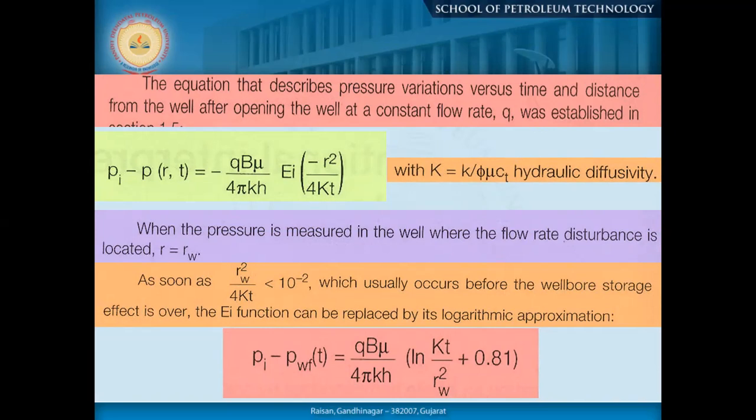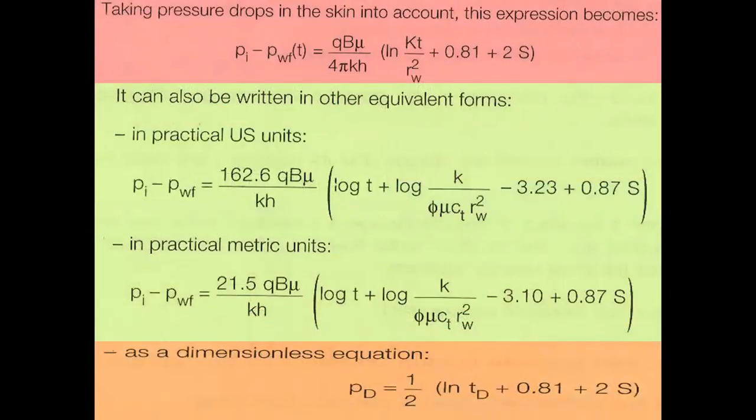Now if you see the last equation, the delta P, Pi minus Pwf, which is recorded in our electronic memory gauge, is a logarithmic approximation formulation. By using different formulations, we try to understand what is happening. Different forms are written here with different units. The first one is in SI practical US units, and the second one is in metric units. These are the same formulations but the units are different, and the last formulation is in the form of dimensionless equations.